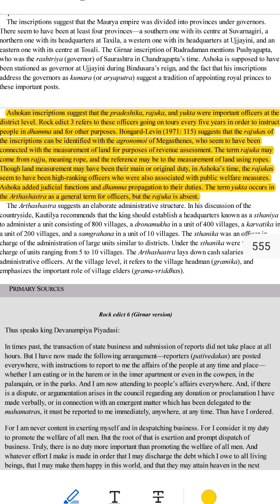Example: imagine if you had a big piece of land for farming and the Rajuka came to measure it to see how large it is. This would help the king know how much tax you need to pay.